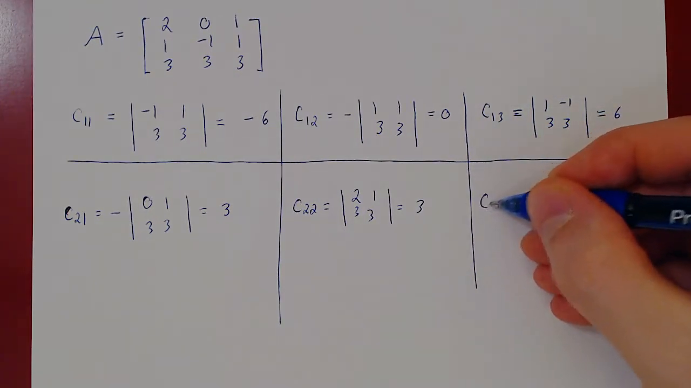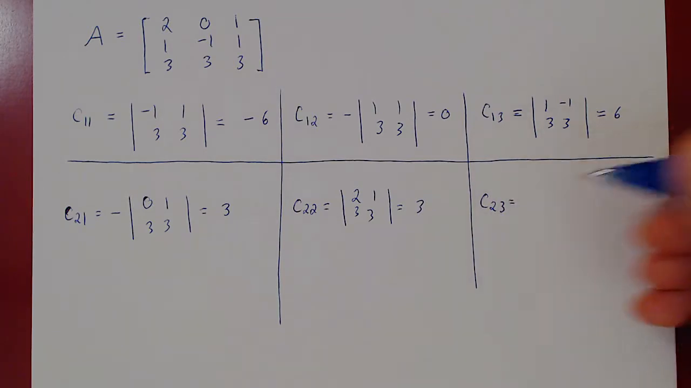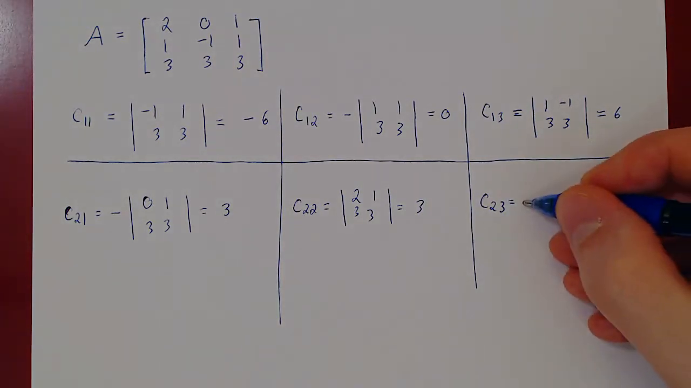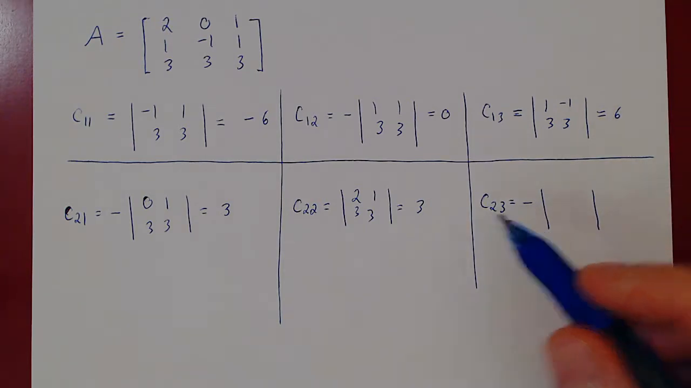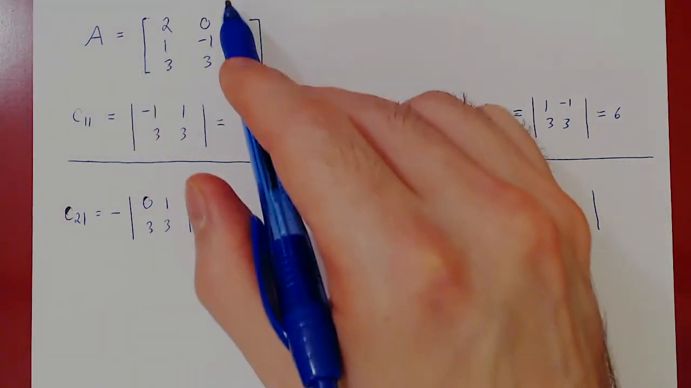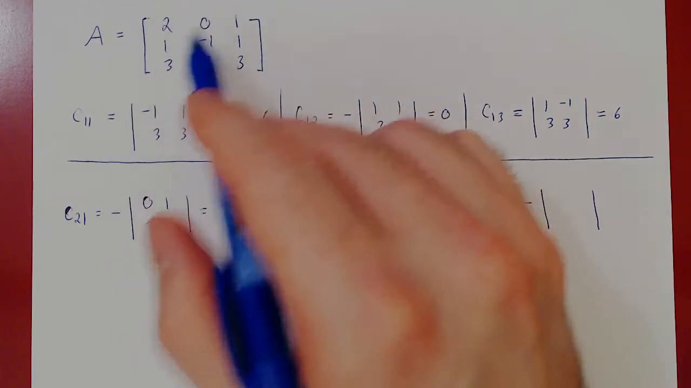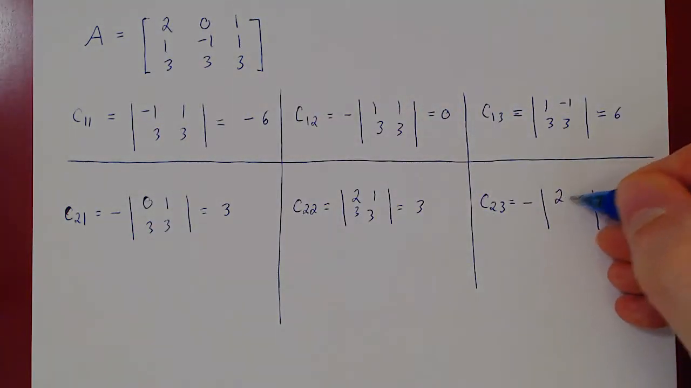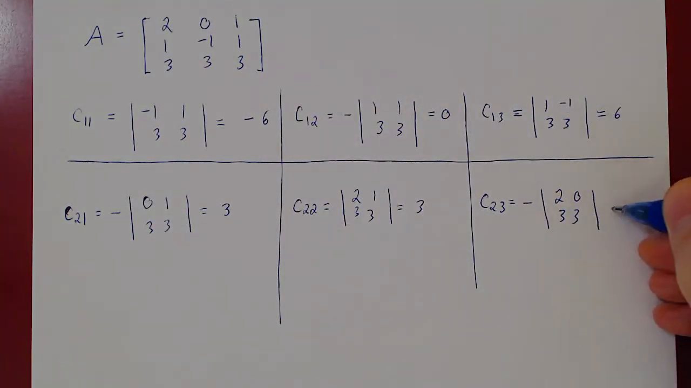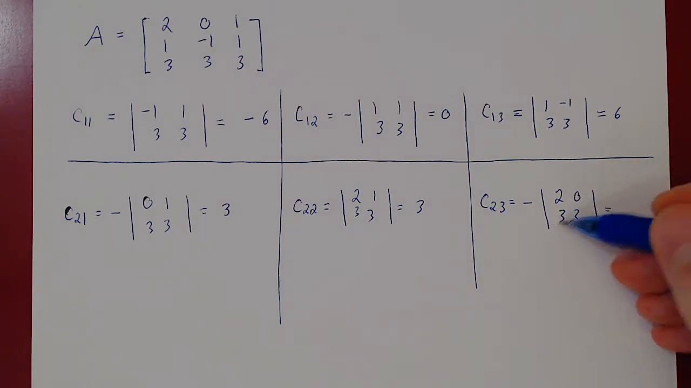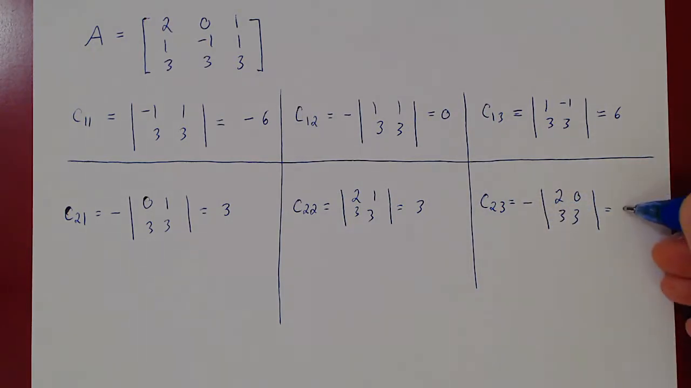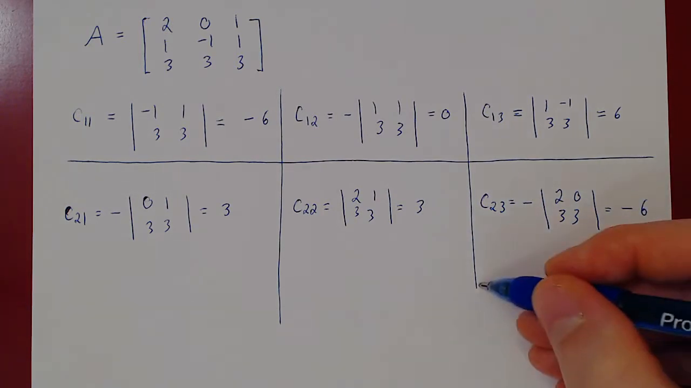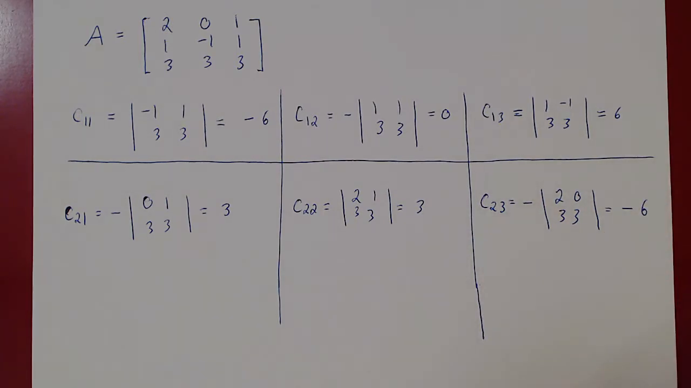And finally, C23. 2 plus 3 is 5, which is odd. We do get a negative. Now we delete row 2, column 3. Delete row 2, column 3, and you get the matrix 2, 0, 3, 3. The determinant is 6 minus 0, which is 6. But there's a negative in front, so we get negative 6. Now we're 2/3 of the way done.